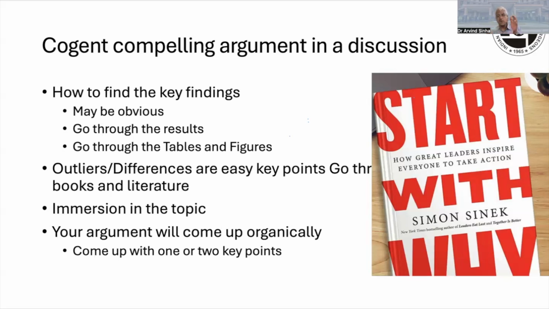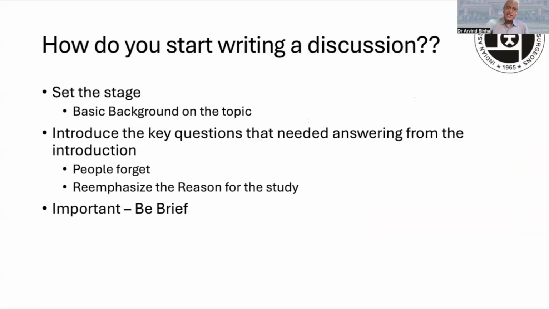So how to find it? You may go through the results, tables and literature itself, and the outliers and key differences are easy starting points to find your key points. And even if you still don't find it, then find your inspiration. Go through books and literature, read four or five articles around your topic, and immerse yourself in the topic. You would organically come up with your argument, or the why, right?